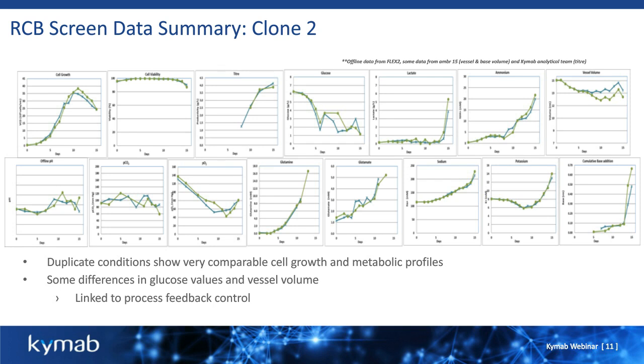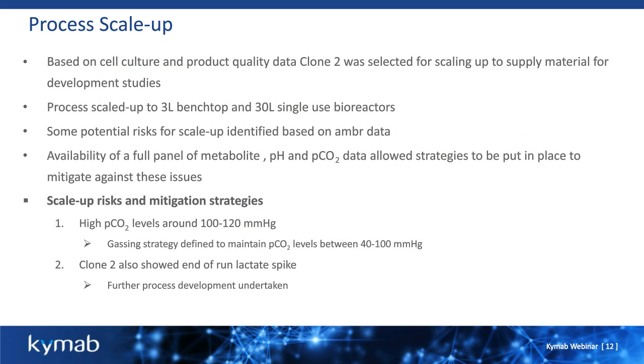The next stage of the cell line selection campaign involved process scale-up. Based on cell culture and product quality data, clone 2 was selected for scaling up to supply materials for development studies. The process was scaled up to 3-liter benchtop and 30-liter single-use bioreactors.